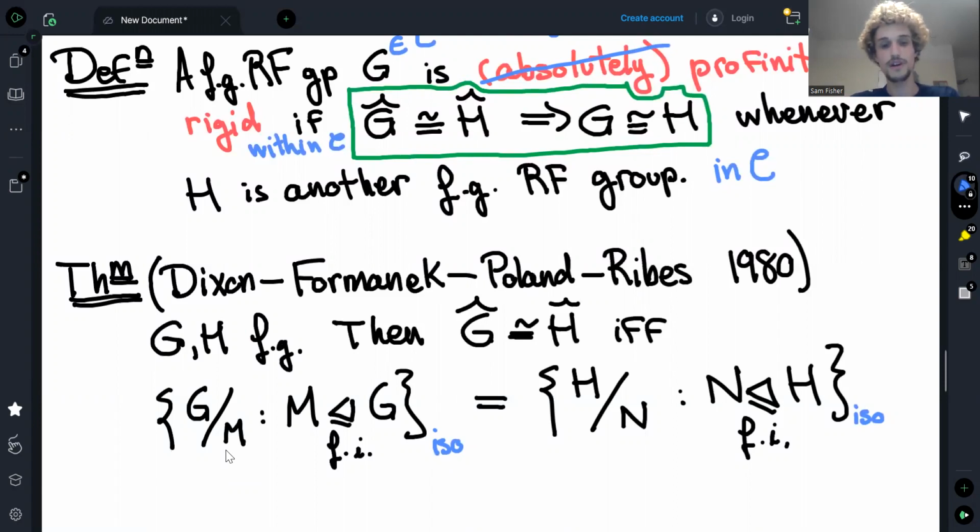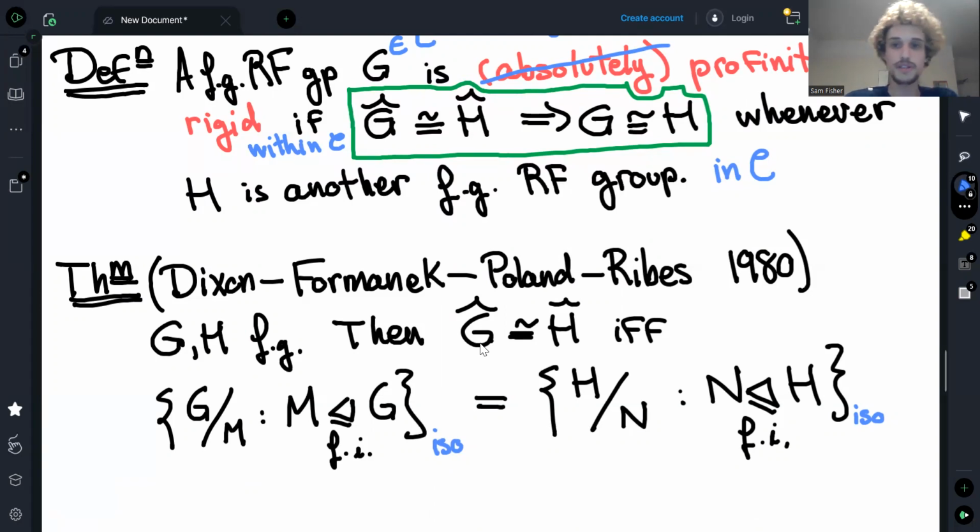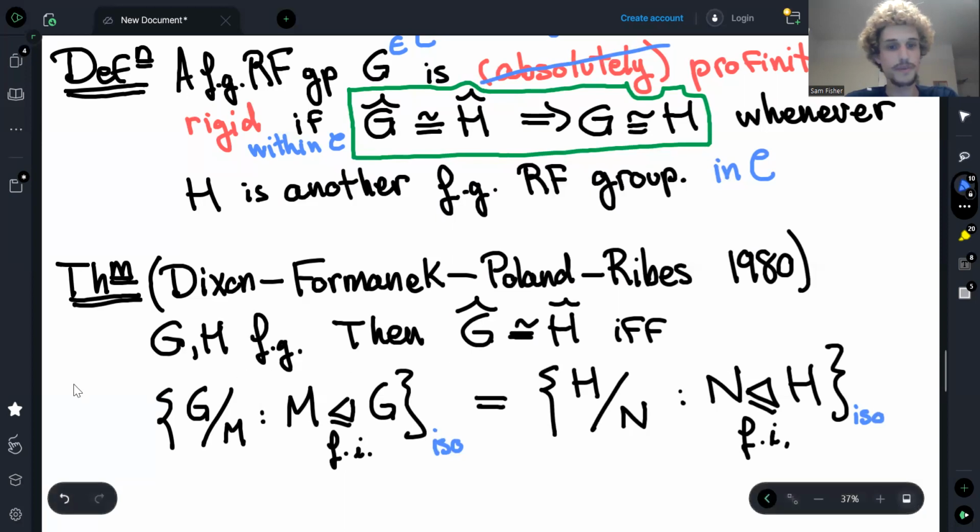So somehow you feel like you've lost a lot of structure. But this theorem says that you actually haven't. So if you know that the two sets of isomorphism classes of finite quotients of two groups are the same, that is exactly the same thing as them being profinitely isomorphic. So asking about profinite properties of a group or whether two groups are profinitely isomorphic is really just the same thing as asking about their finite quotients, and I mean their set of finite quotients, really.